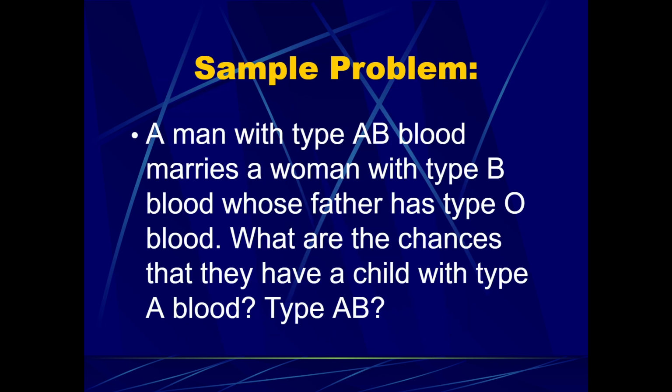So let's talk about a sample problem. If we have a man with type AB blood and he marries a woman with type B blood and her father has type O blood, what are the chances that they have a child with type A blood or even type AB? I'm going to give you guys a moment to think that through.